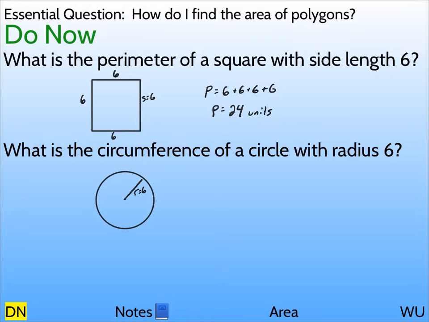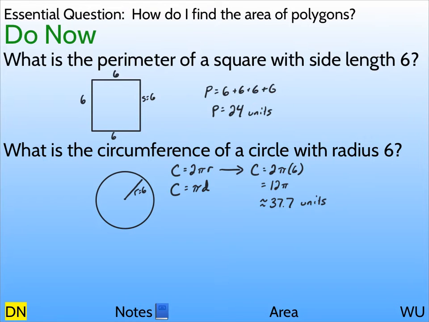Now for a circle, you've got to remember the two formulas for the circumference. There's one that is 2 times pi times the radius, and there's the other that is pi times the diameter. Since we were already given the radius, let's use this formula where we plug in the radius. We have circumference equals 2 times pi times 6, which gives you 12 times pi, which on your calculator, if you want an approximate answer, is about 37.7 units.